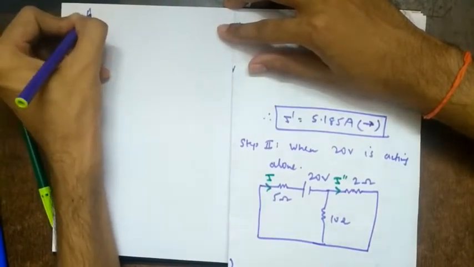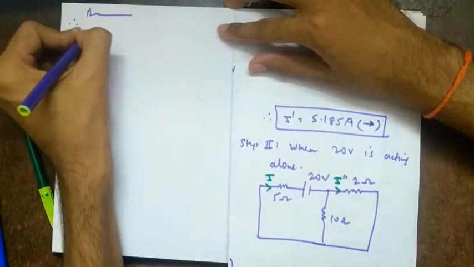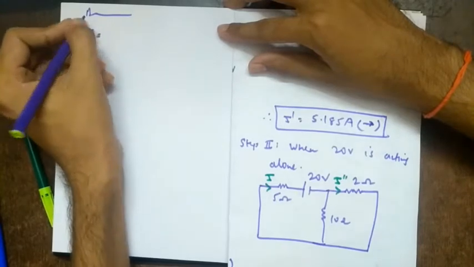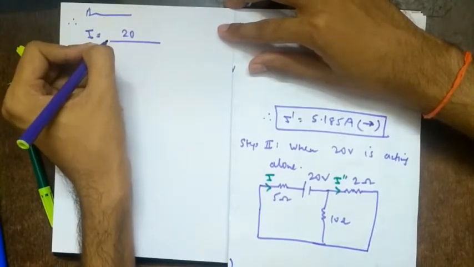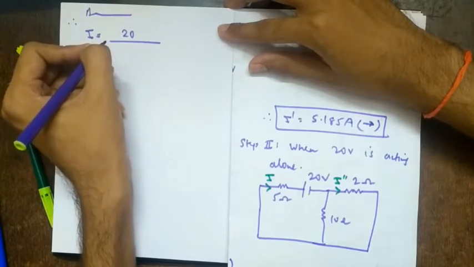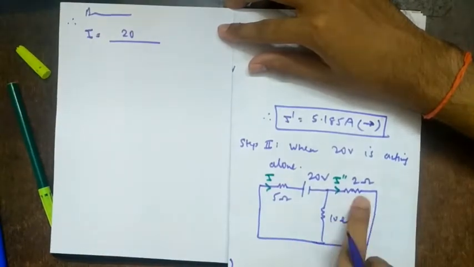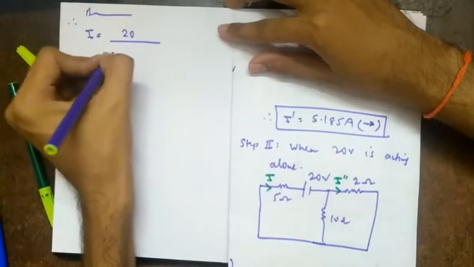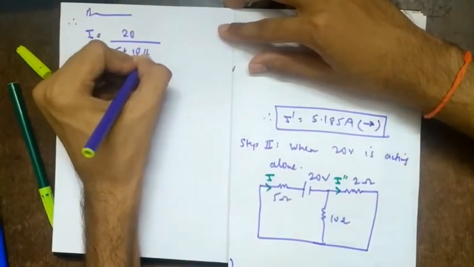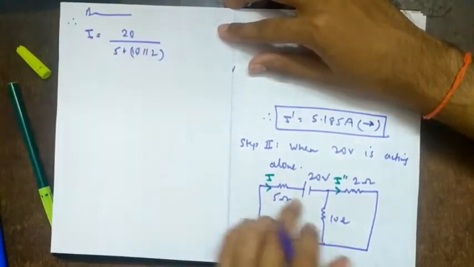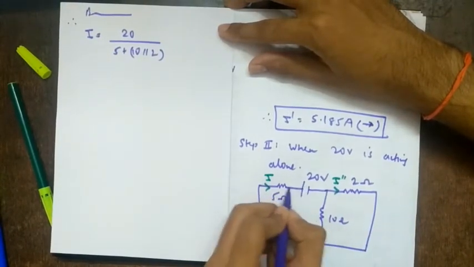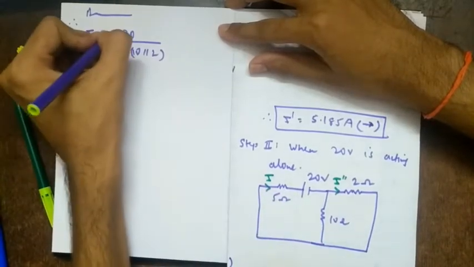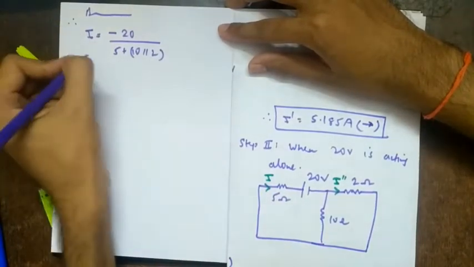So again, by series parallel reduction technique, what will be I? Total voltage V upon total resistance. What is the total resistance? This 10 parallel with 2 in series with 5. So 5 plus 10 parallel with 2. But if you observe, current is going inwards. Now we know this is a positive sign, so this will throw current outwards, right? So this current has to be negative, right?